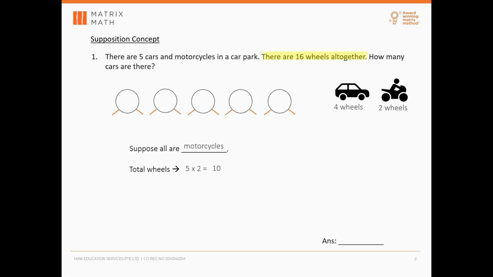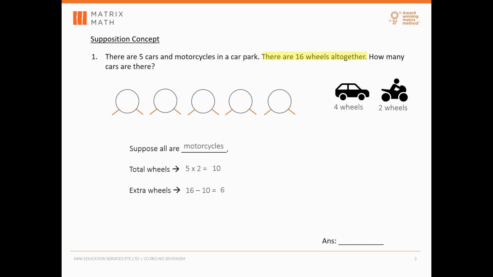So from here, we need to ask, how many more wheels do we need? We are short of wheels now. We have 10, but the question said that there's 16. So the extra number of wheels that we need will be 16 minus 10. For this step, a lot of students will say we need 6 wheels, but you need to write the statement down. How do you get 6? So 6 is the difference between 16 and 10. So 16 minus 10, which is 6.